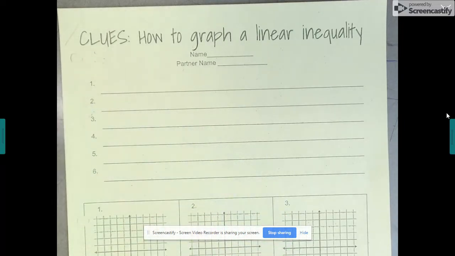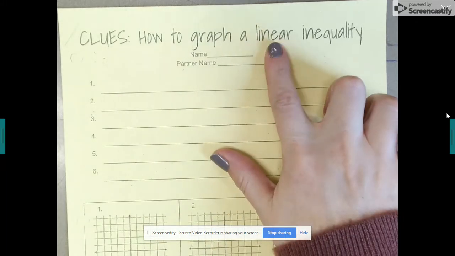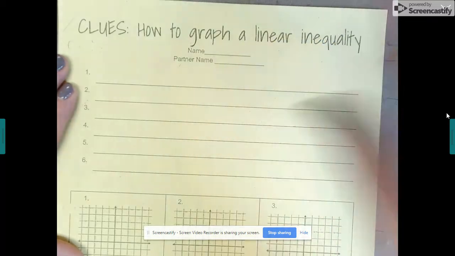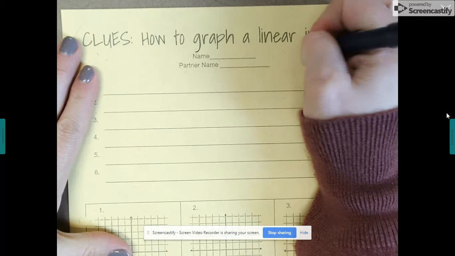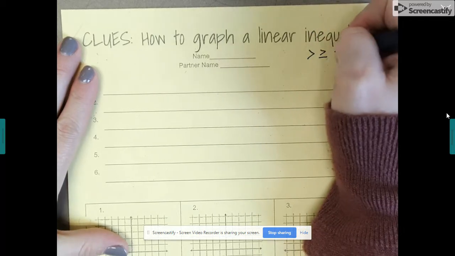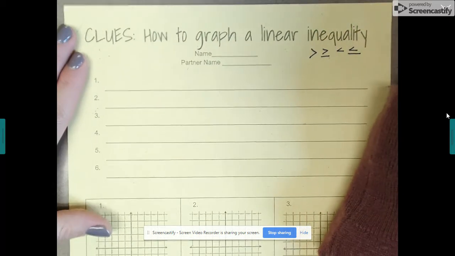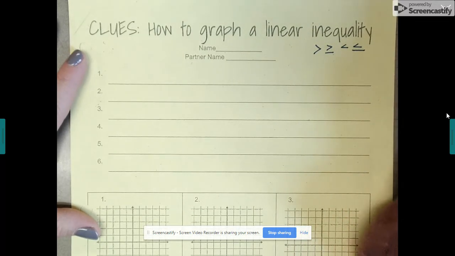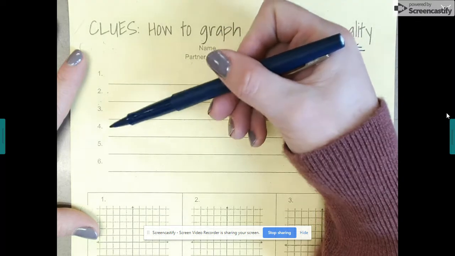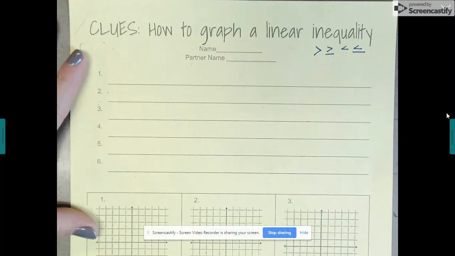Right, so today we are going to do how to graph a linear inequality. You guys know how to graph linear equations in the form of y equals mx plus b, but today you're going to graph inequalities, okay? So inequalities are that of the greater than or equal to, less than or equal to, okay? So we're just going to do this together. This is just a checkpoint of what to do in what order, and then we'll have 6 examples.